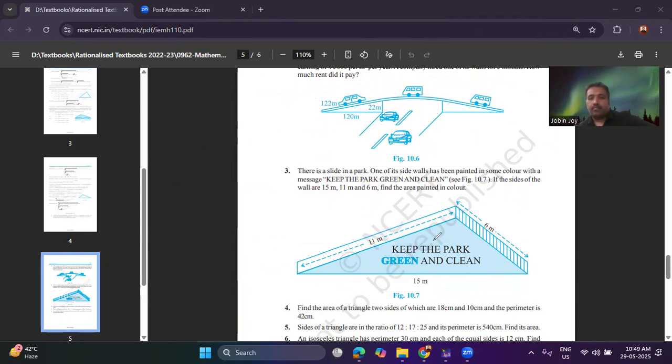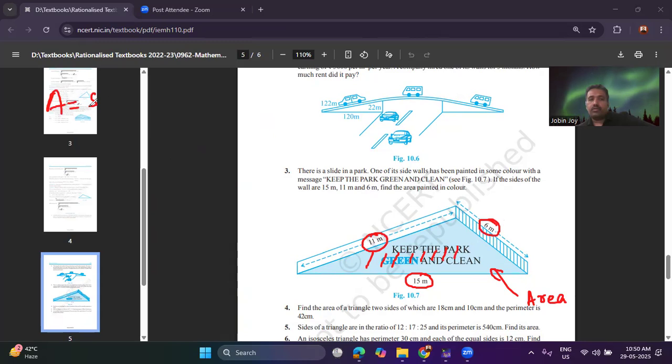This is the slide. One of its side walls has been painted in some color with a message, keep the park green and clean. If the sides of the walls are 15 meter, 11 meter, and 6 meter, find the area painted in color. So our aim is to calculate this area. Again, very simple.